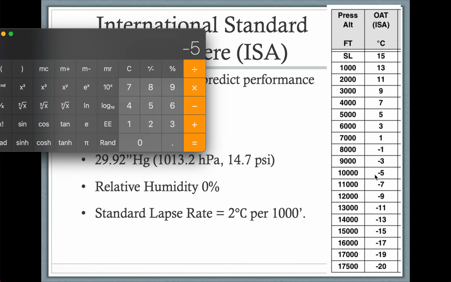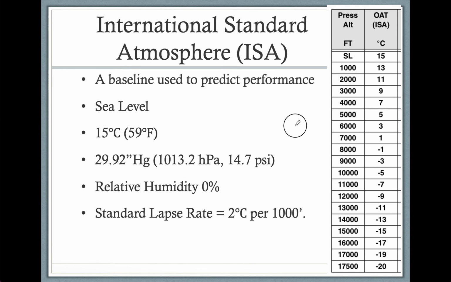And sure enough, that is the standard temperature at 10,000. Now, it doesn't mean that's what the temperature will be at 10,000 feet. So it's very important that you understand how to figure out what the standard temperature should be, so then you can adjust on the chart for what the ambient pressure and temperature actually is.